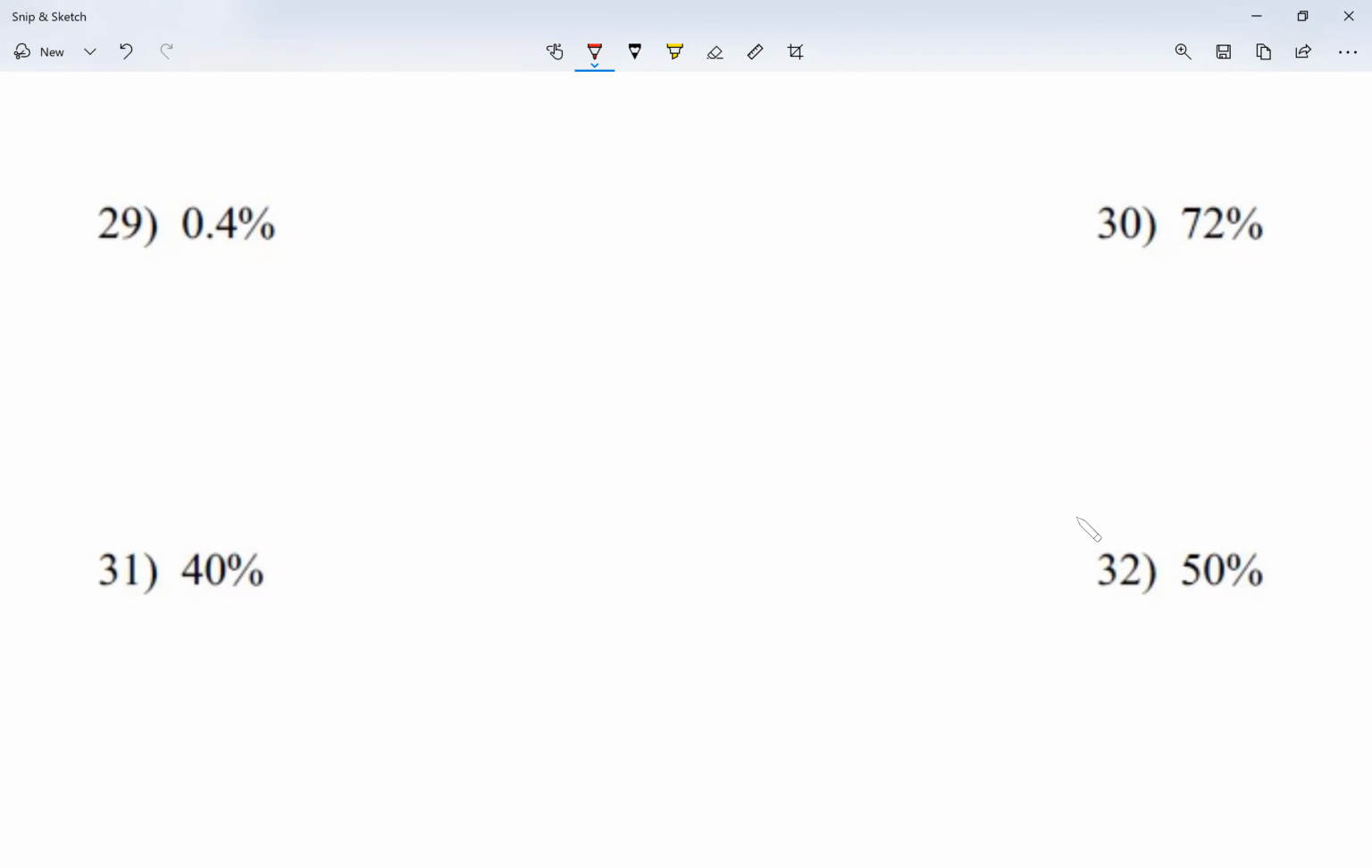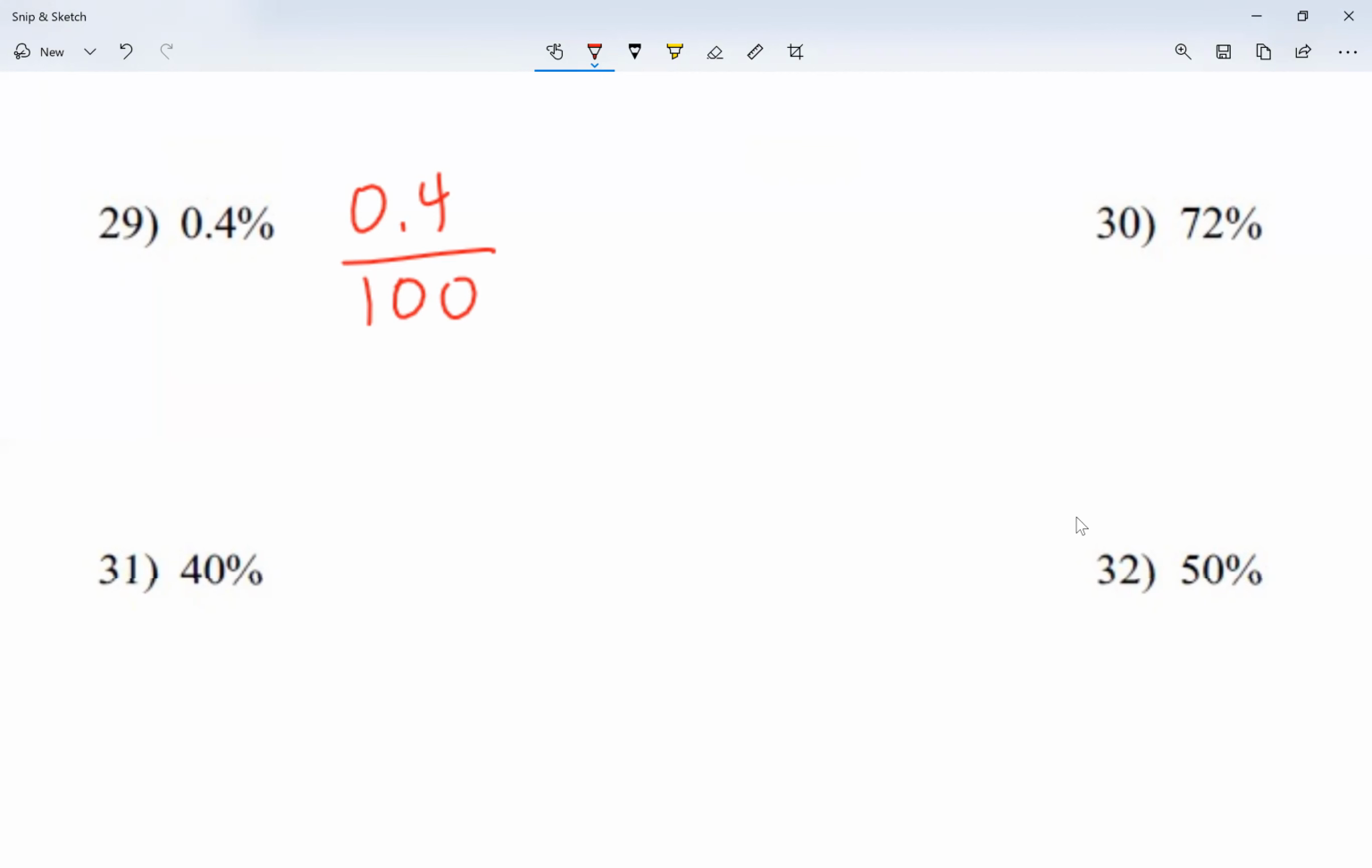0.4%. And I need to write this as a fraction. What I'm going to do is take the number without the percent, the number as it is, in this case, 0.4, and write it on top of my fraction. So 0.4. And at the bottom I will always write 100. The Latin phrase per cent, per means for every, and cent means 100. So for every 100.